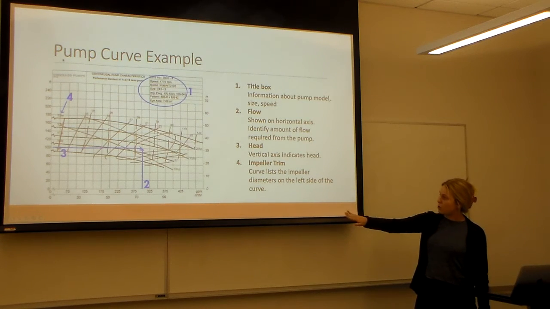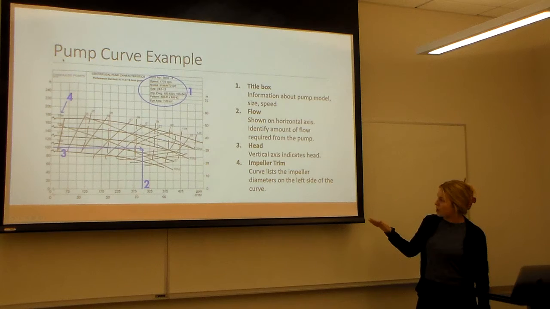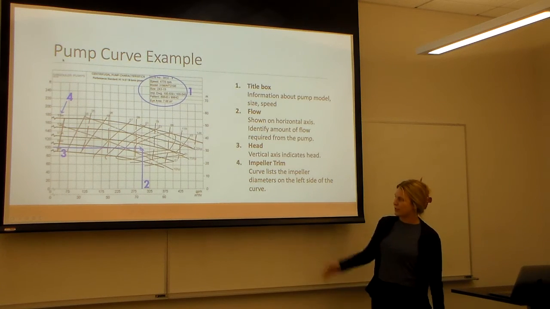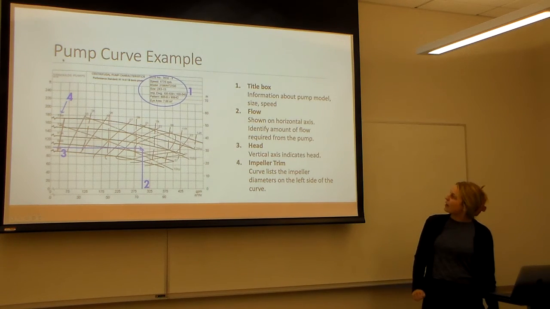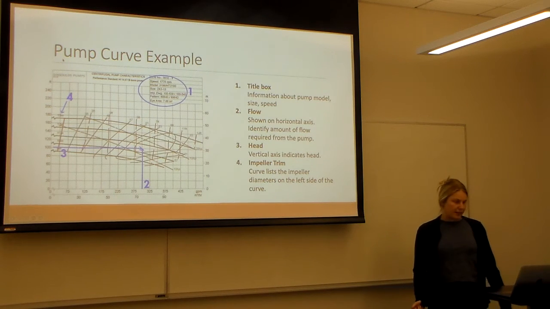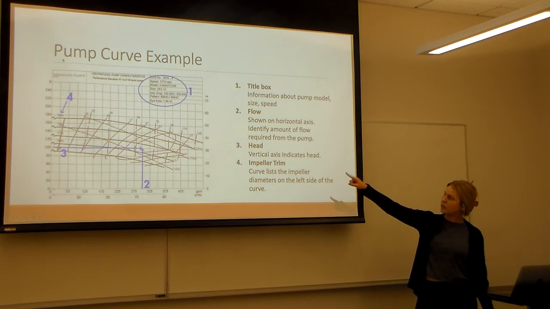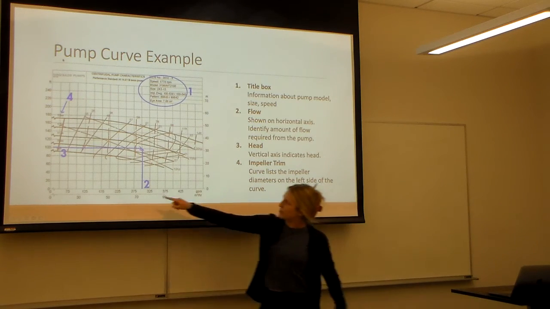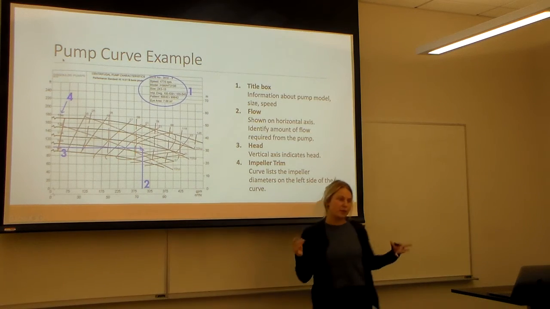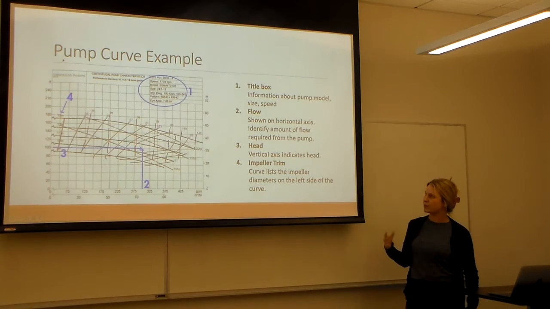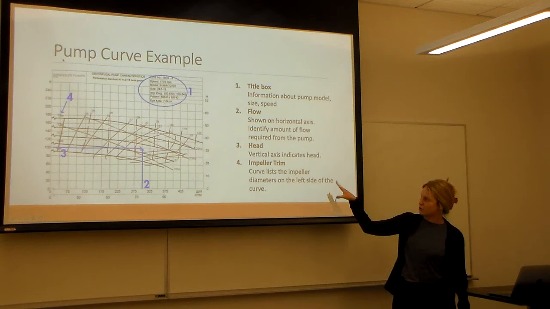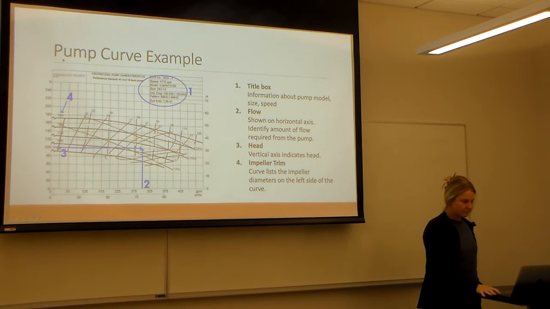And then on our horizontal axis on the bottom is our flow. So it's represented here in gallons per minute and meters cubed per hour. And then on the vertical axis is the head, which is in meters on the right and then feet on the left. And number 4 is those numbers over these numbers, because sometimes you want to trim your impeller if you want different results from it.